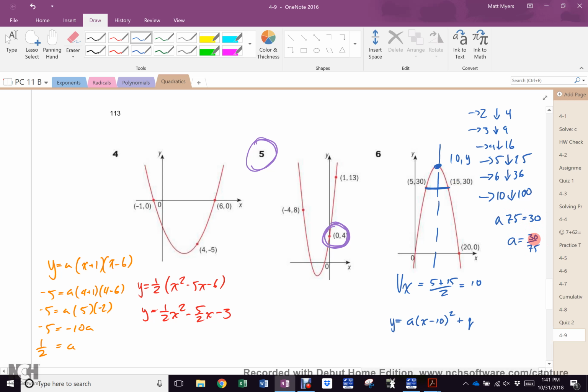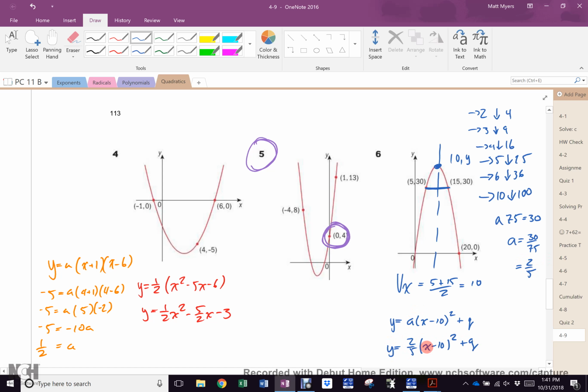So A must equal 30 over 75. Can I simplify that? Yeah. To what? 0.4. You could use decimals, but I hate decimals. Okay, so 4 over 10, which is 2 over 5, yes? Do I now know A? Okay, so what can I write right there? 2/5 (x minus 10) squared plus q.